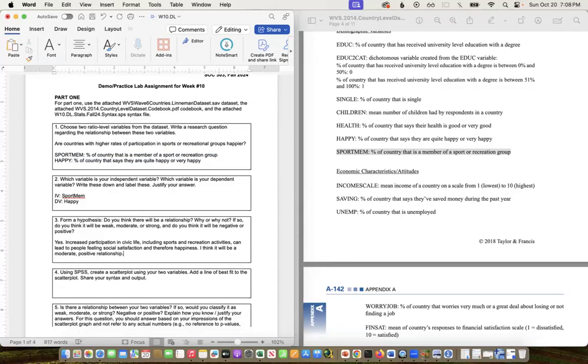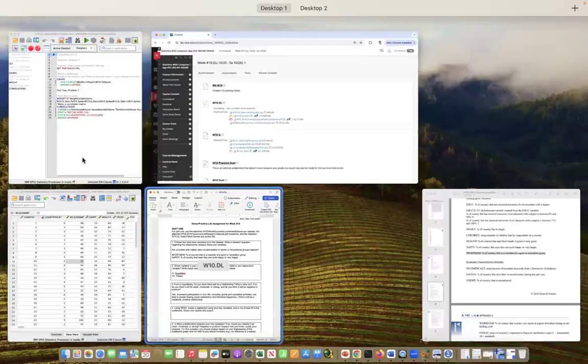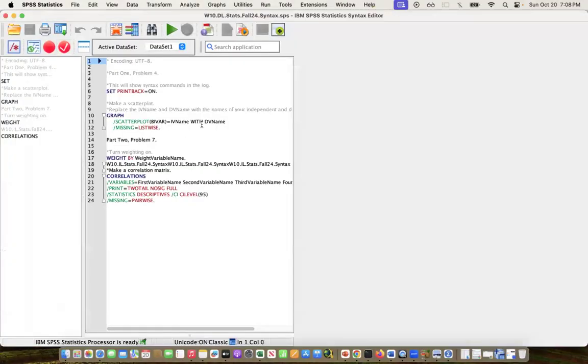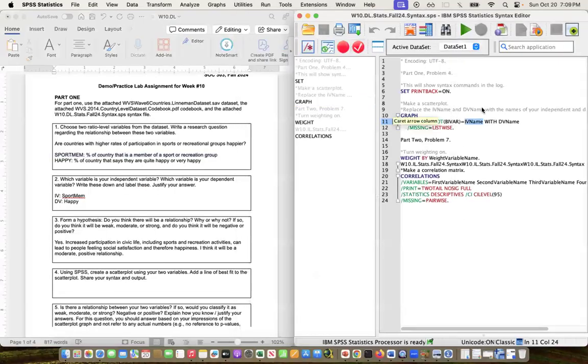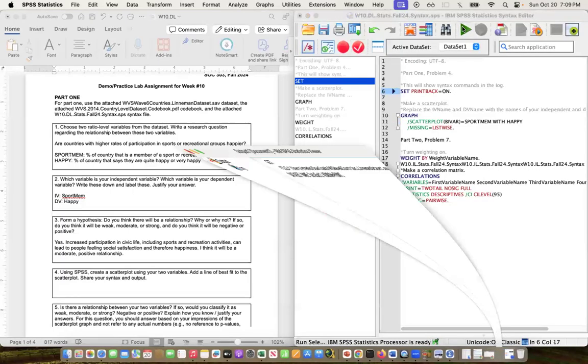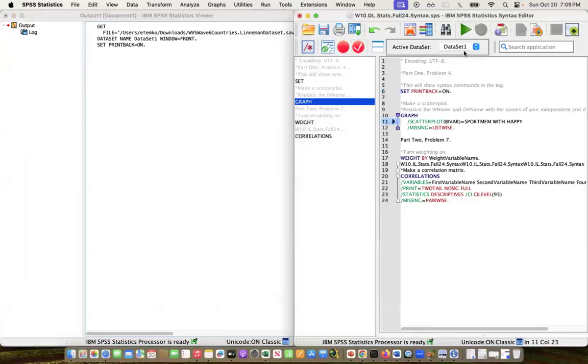Okay, now I'm going to create a scatter plot and add a line of best fit. So here's my syntax. For my independent variable name, it's sport mem. And my dependent variable name for the y-axis is happy. You don't have to do this every time, but if you're on a new computer, you can make sure that syntax commands show up in the log. And then I just click play on this to graph the scatter plot.